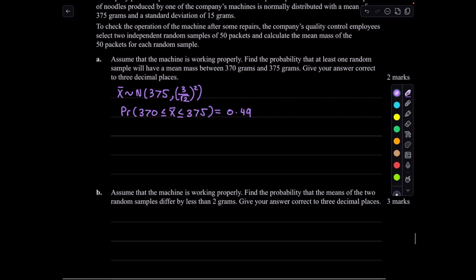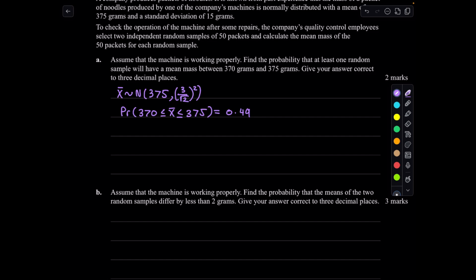But remember, there's 2 samples. We have 2 independent random samples. And what we want to find is the probability that at least one of those random samples will have a mean mass between that probability. So now we're dealing with binomial. Let's call Y binomially distributed. Y is the number of those packets. So there's 2 packets, of course. And what's the probability of a packet being between 370 to 375? Of course, it's this over here. That's the probability of success.